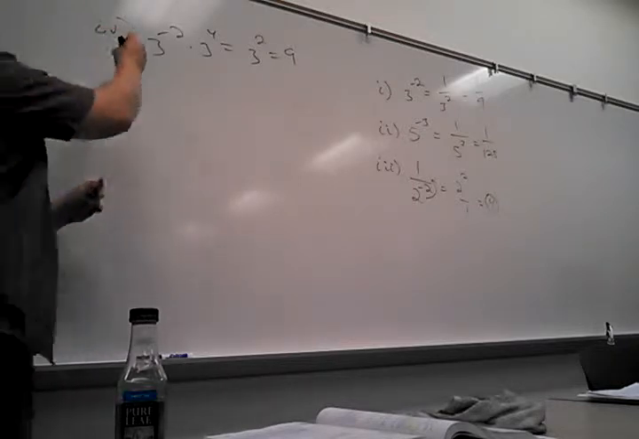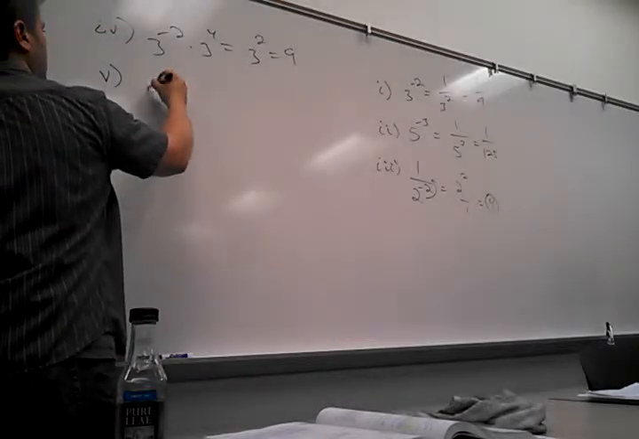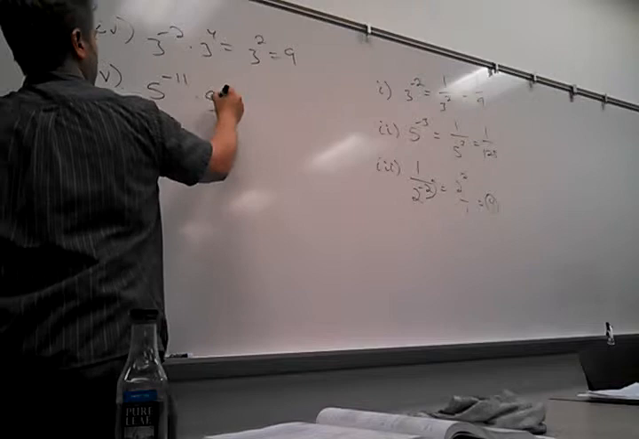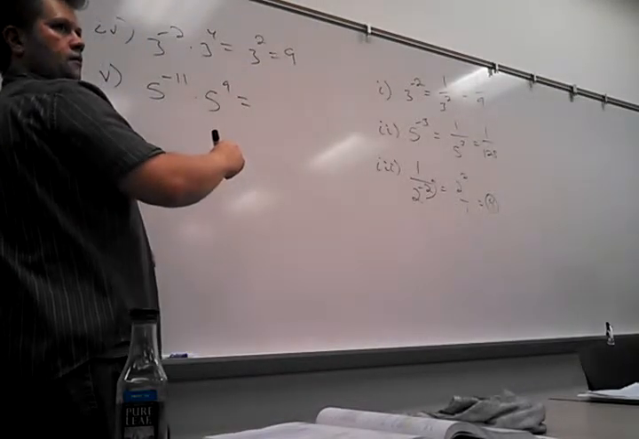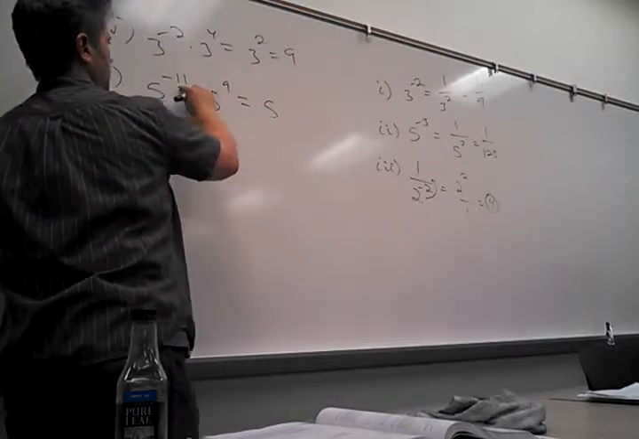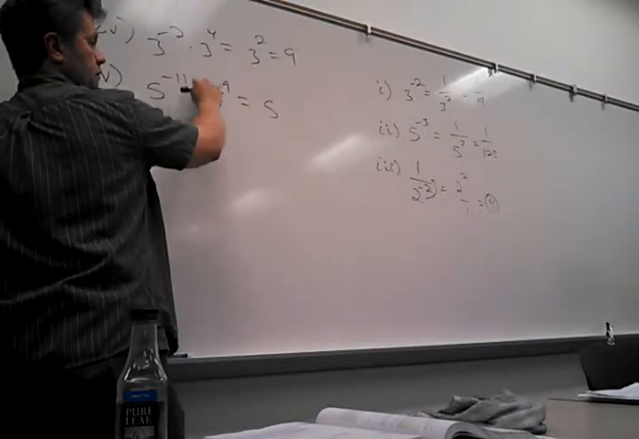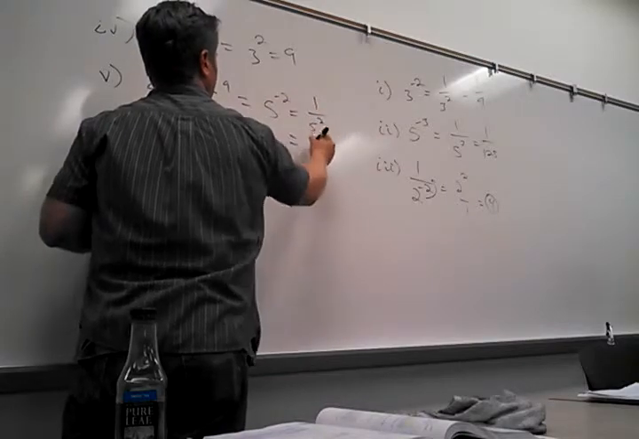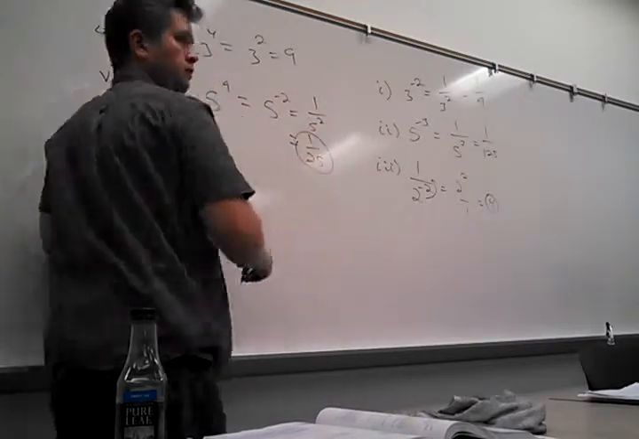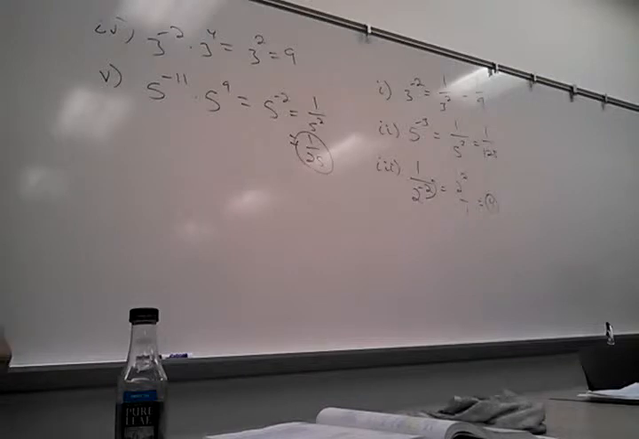If it comes out negative, so if I have 5 to the negative 11 times 5 to the 9th, what do you get? 5 to the negative 2. And then you flip it, and it's 1 over 5 squared, which is 1 over 25. Good. And then you have to have the same base if you are multiplying.